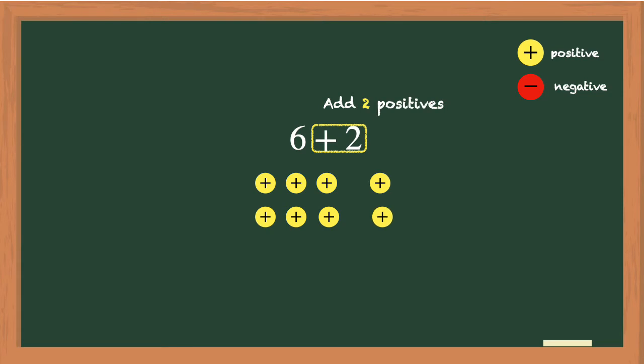Now, the last thing to do is to count up all of the positive counters, and that will be the answer to this expression. So, counting up these positive counters, I see that there are 8 positives, so I know that positive 6 plus positive 2 is equal to positive 8.